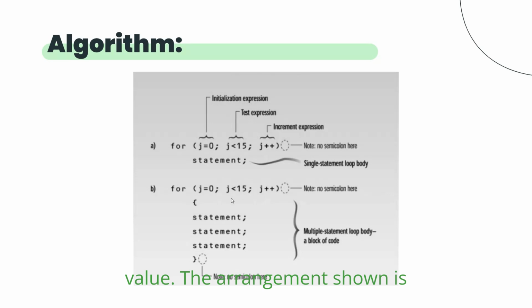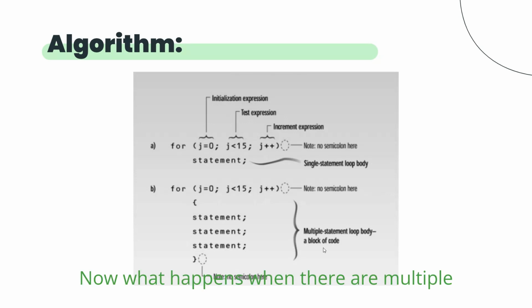The arrangement shown is commonly used to do something a fixed number of times. Start at 0, use a test expression with the less than operator and a value equal to the desired number of iterations, and increment the loop variable after each iteration.